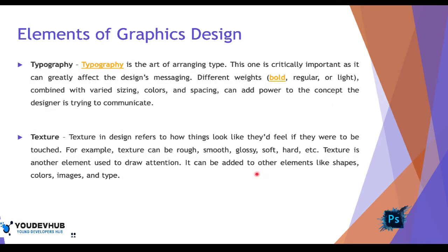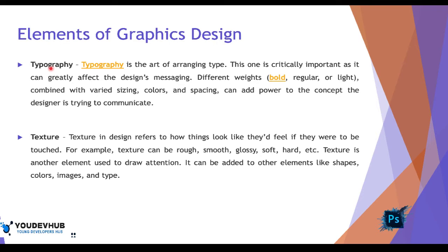Another element of graphics design that we have is typography. Typography basically is the art of arranging type. This one is critically important as it can greatly affect the design's message. Different weights, bold, regular, or light, combined with various sizing, colors, and space can add power to the concept the designer is trying to communicate. Typography is basically how you arrange your fonts and how you arrange your character layers in a design.